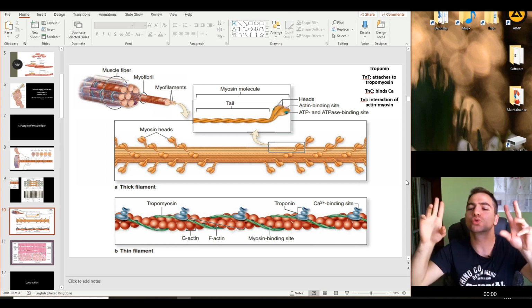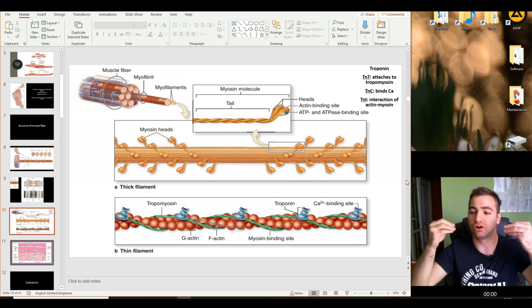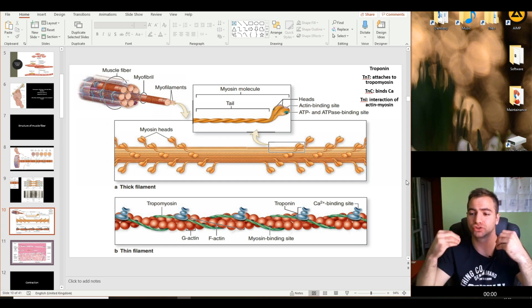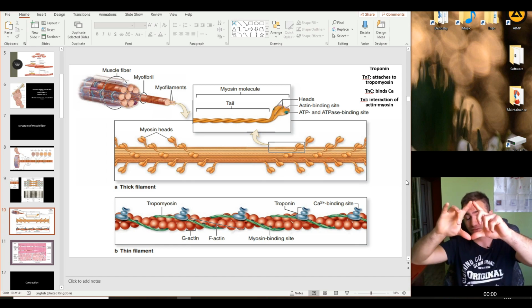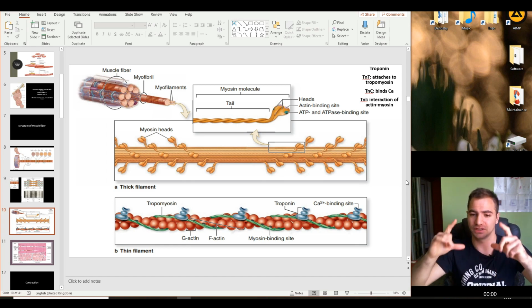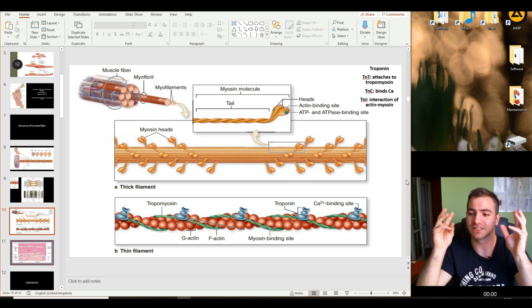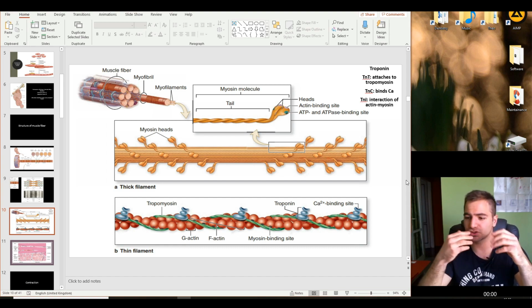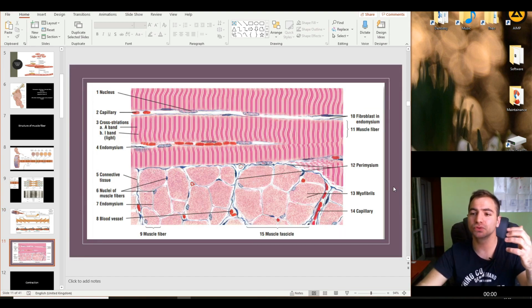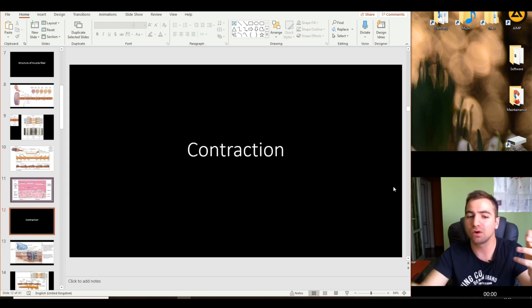Of course, the switch of contraction is the troponin unit, and the outlet of the interaction is the tropomyosin. So let's put all of these parts together to see how the contraction takes place.